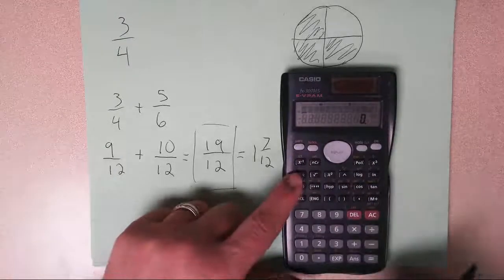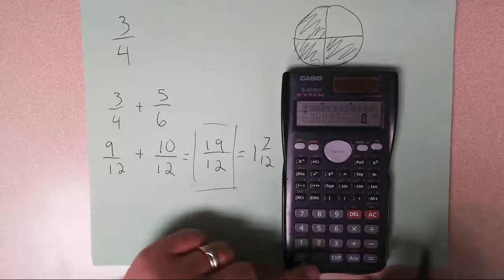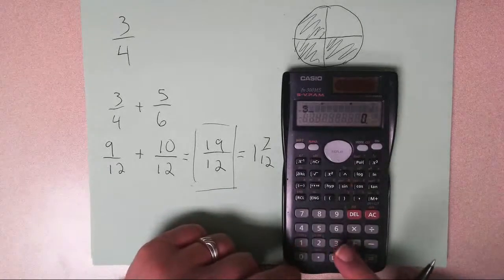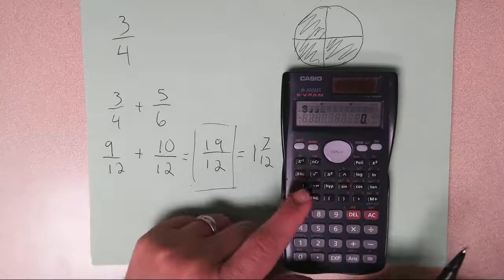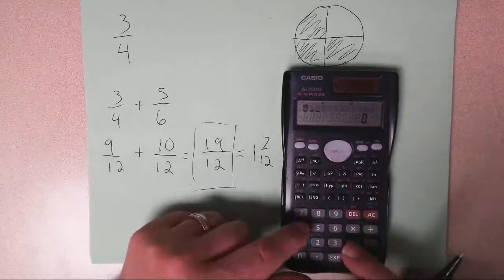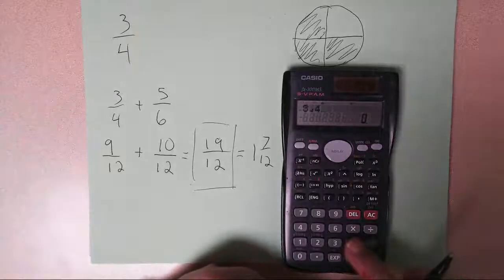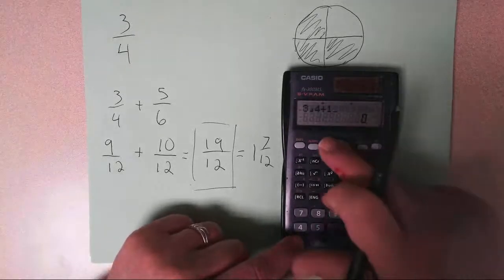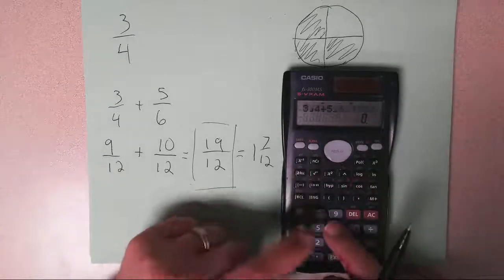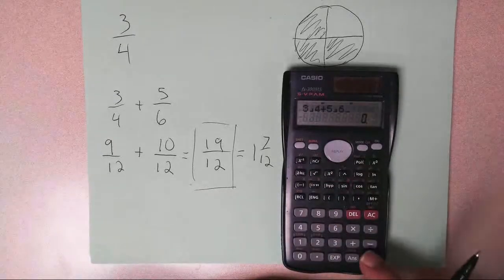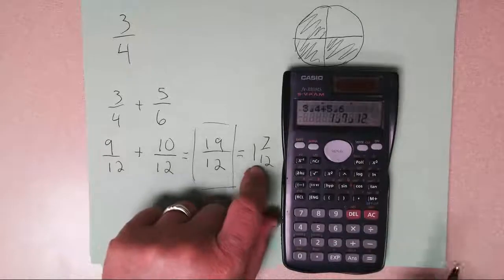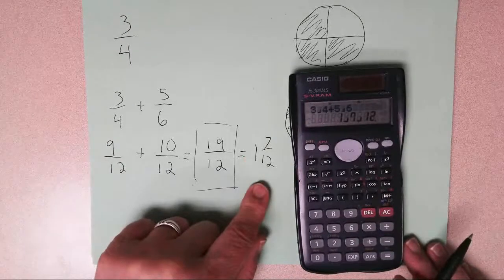So this is the fraction button on this calculator. Different calculators have different fraction buttons, but I can do 3, then hit the fraction button, 4, and then add 5, fraction button, 6, and hit equals. And there it gave me 1 and 7/12. So it actually gave it to me as a mixed number, 1 and 7/12.